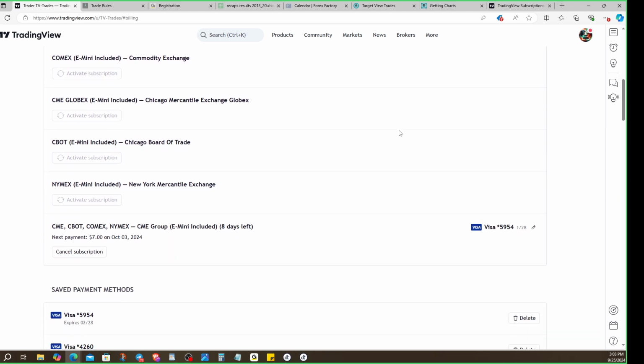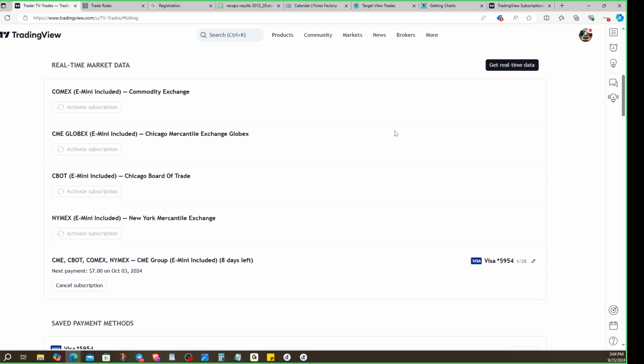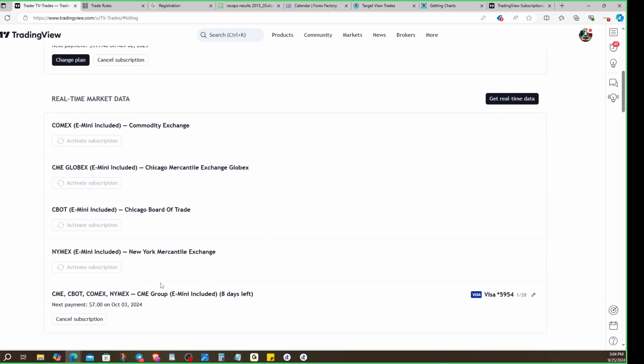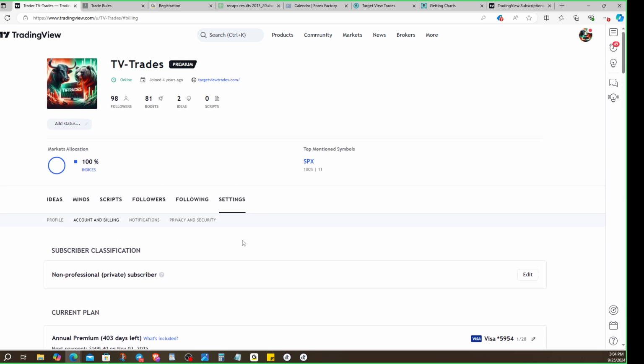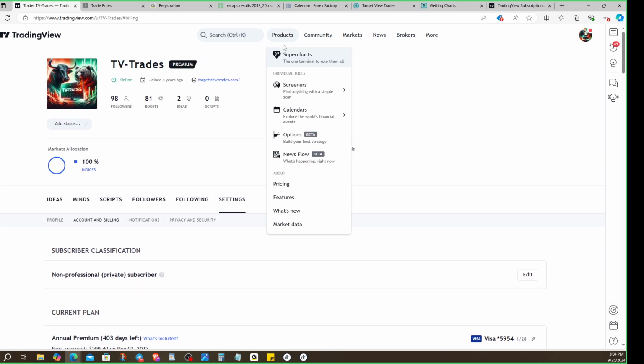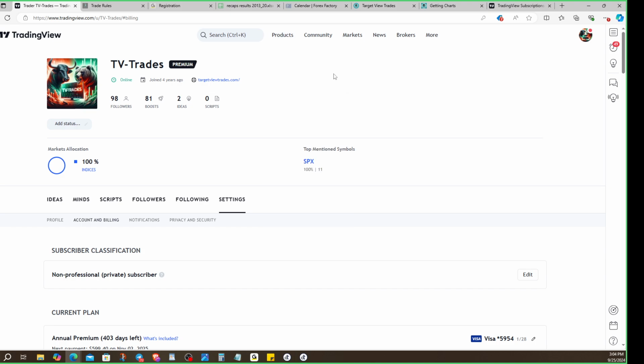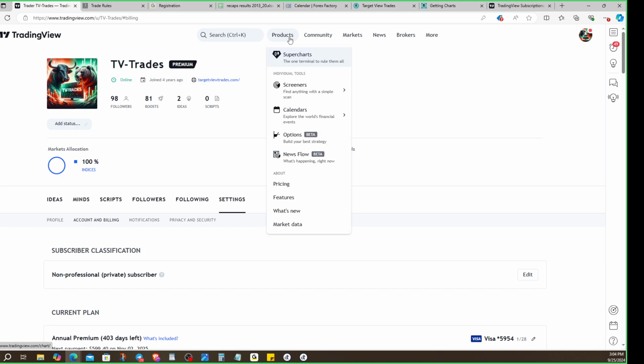To get data for futures, it's this one right here. It's $7 a month. You've got to pay that if you want to have real-time data for futures. You can test everything on delayed data, but you just won't be able to place any real-time trades.